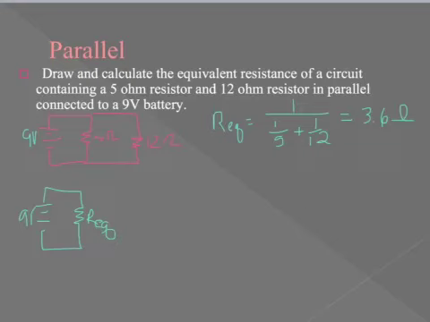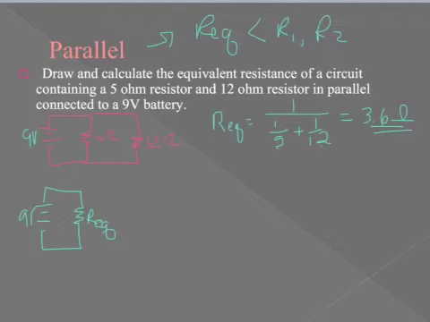I want you to notice here that this 3.6 is less than either 5 or 12. So for parallel, our equivalent is always less than any of the R values. It will always be smaller. So that's a good way to double check what's going on.